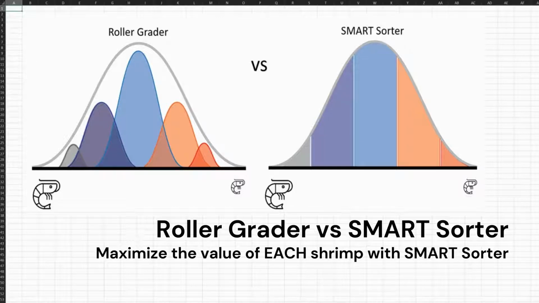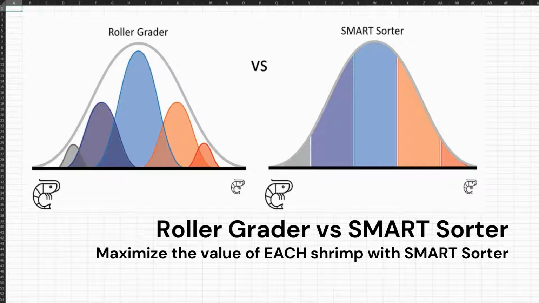As a quick recap, one of the key frameworks that we use to describe the difference between roller grading and smart sorting is in the diagram you see here, where the gray curve that goes across the top represents the distribution of a given lot of raw material, and the curves below it, again here on the left, represent the distributions of the contents of each takeout from that roller grader. Obviously, if you've used a roller grader, you're pretty familiar with this pattern.